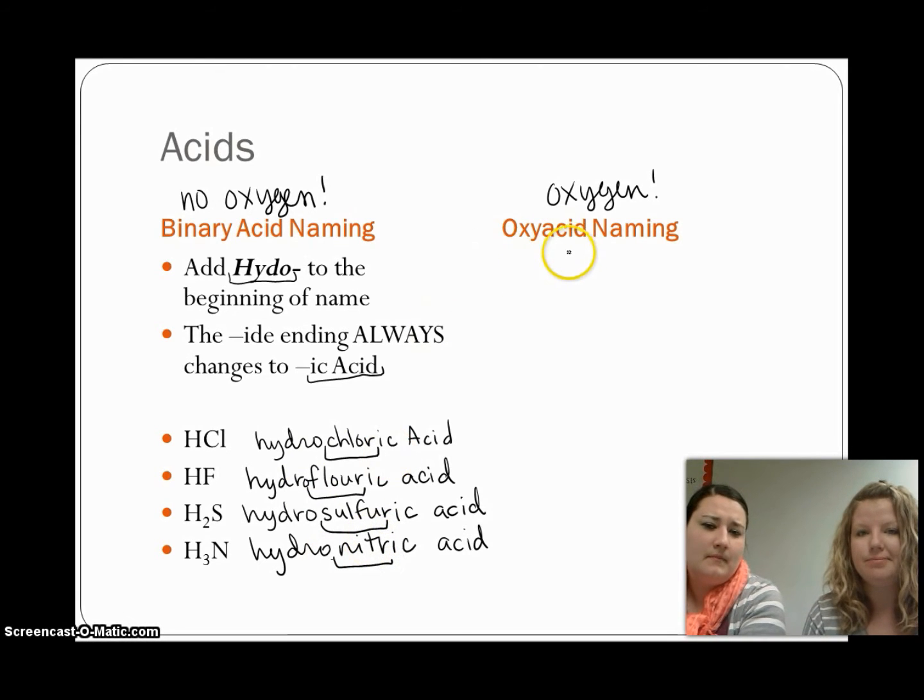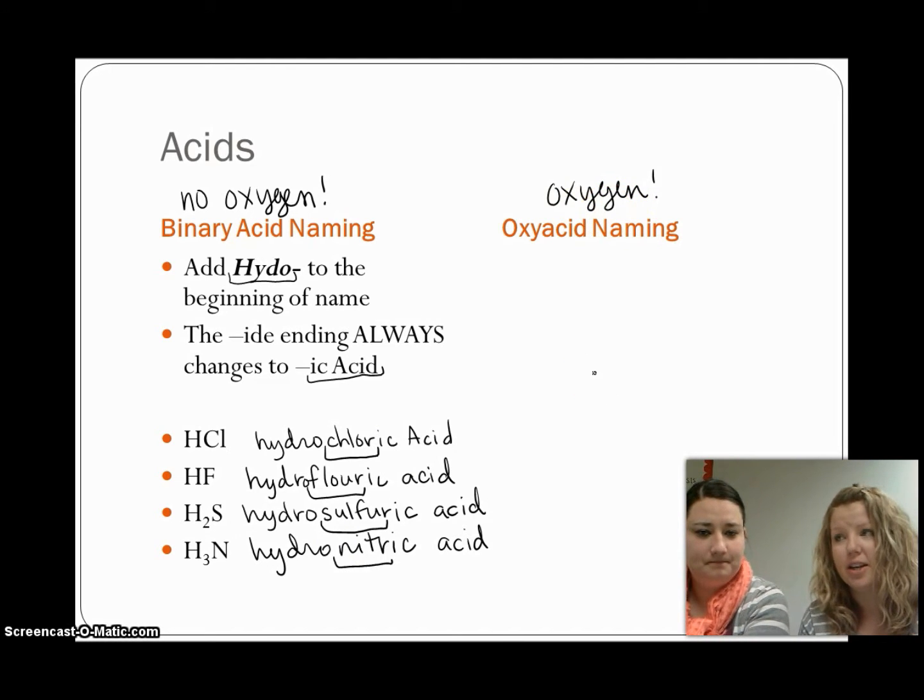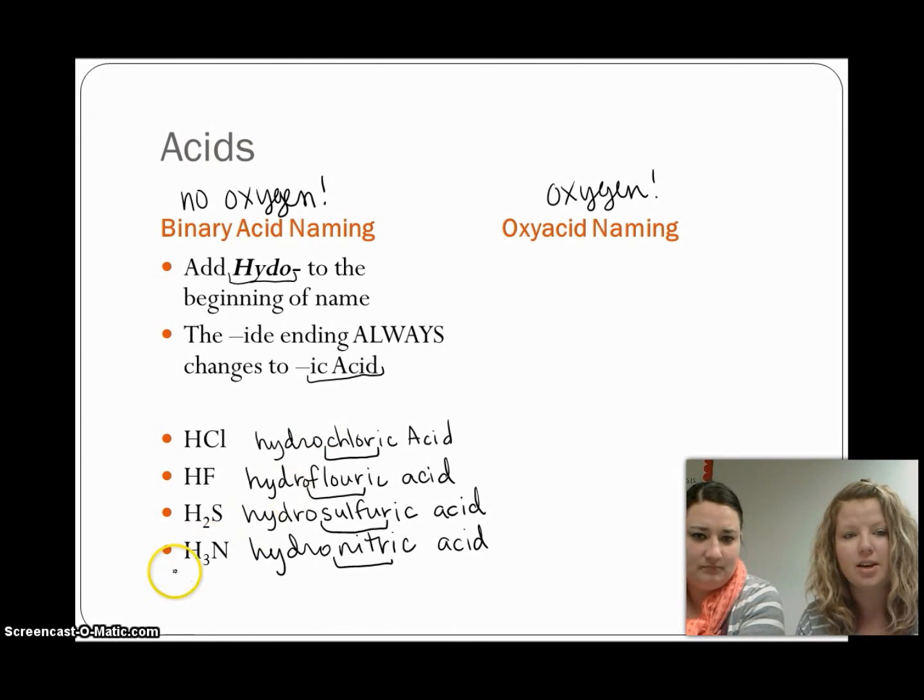Okay? Now, oxyacids have oxygen, so that's typically a polyatomic ion. If you don't know your polyatomic ions by now, you really should learn them. You're going to struggle, because all of the oxyacids depend on their name, and then we change their name to become an acid, so it's quite confusing if you don't know these yet.